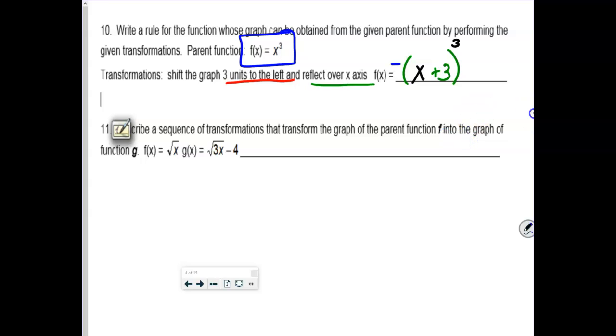So that's that one. There's really nothing more to that one. That was a horizontal with a vertical, so they don't compete against each other. You don't have to worry about order so much.